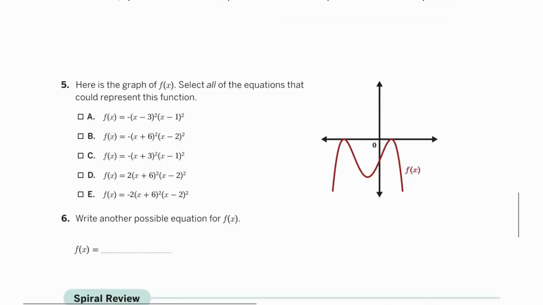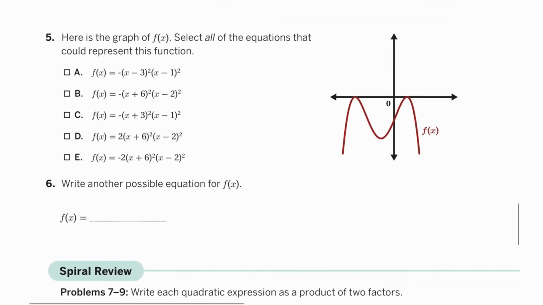Number 5, here is the graph f of x. Select all of the equations that could represent this function. So key things that we're looking at here is that we have some sort of negative intercept, and we have a positive intercept that's a little bit smaller of a number. Also, it's got an even degree because they're pointing in the same direction, and then the leading coefficient has to be negative because my right side is pointing down.